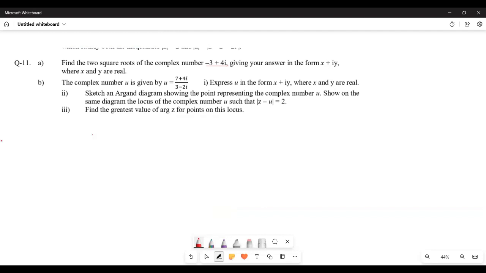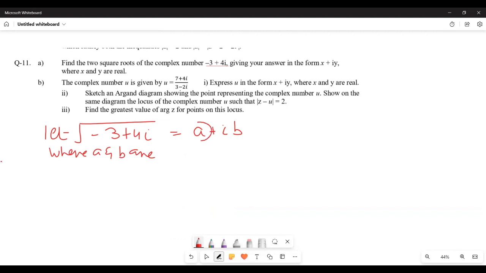So the method is that you say let the square root of -3 plus 4 iota equal a plus iota b, where a and b are real. So this a cannot be like 2 iota, it has to be 2. All right, now I'll square both the sides.